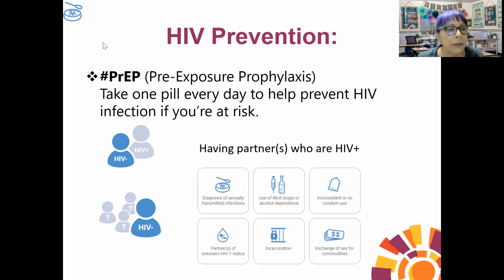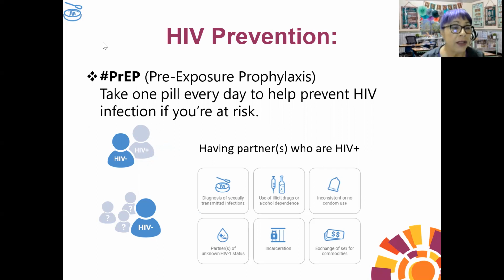That's why these are the populations that are using this product right now. People who get diagnosed with STIs, sexually transmitted infections, a lot. People who use drugs and alcohol who don't remember if they did use protection or not. Also, people who are inconsistent in using protection. Sometimes they do, sometimes they don't. We want to lower the risk.